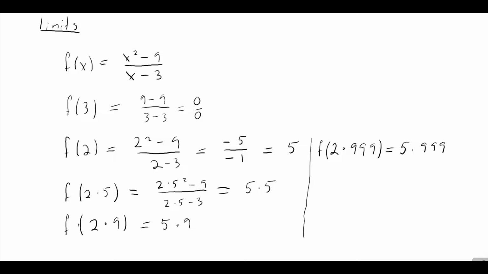We're going from 5 to 5.5 to 5.9 to 5.999. So you can see that this is getting really close to 6, like in the example where we were looking at the fractions adding up and they were equal to 1.